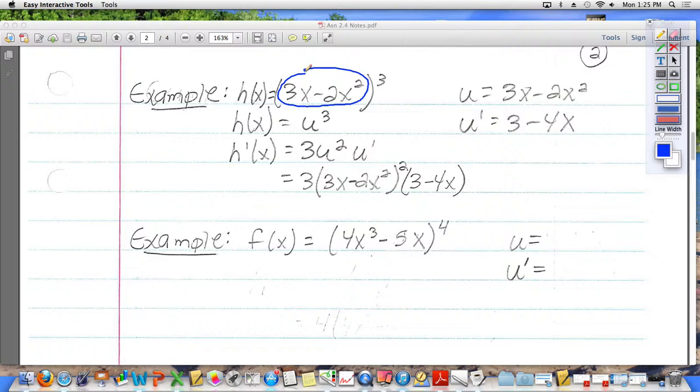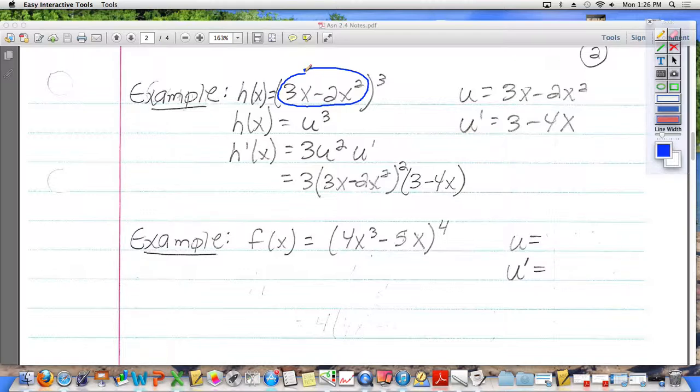So what are we going to call this? 3x minus 2x squared. Go over here to the side. We're going to call it u. So u is 3x minus 2x squared. Quickly find the derivative of 3x minus 2x squared. The derivative of 3x is 3. And the derivative of 2x squared is negative 4x. Probably not a big deal, but you want to do that right away. You're always going to have to do that. You're going to have to identify u, and you're going to have to find u prime.